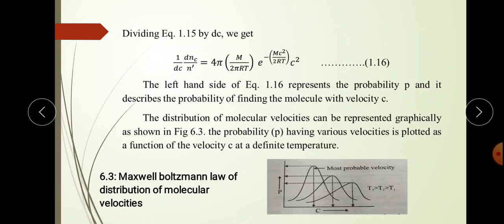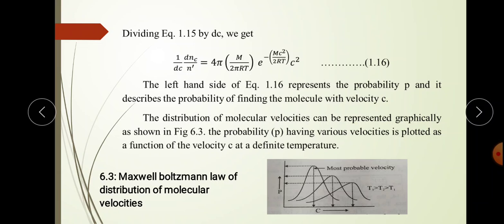Now divide equation 1.15 by dc. So we get 1 upon dc into dn_c upon n dash, which is equal to 4 pi (M upon 2 pi RT) to the power 3/2, e to the power minus Mc square upon 2RT, c square; dc gets cancelled on the right side. This is another equation, numbered 1.16. The left hand side of equation 1.16 represents the probability P, and it describes the probability of finding molecules with the velocity c.